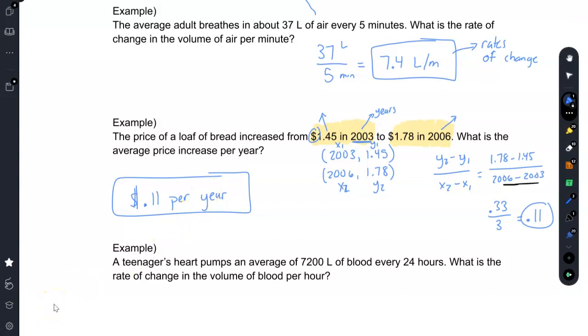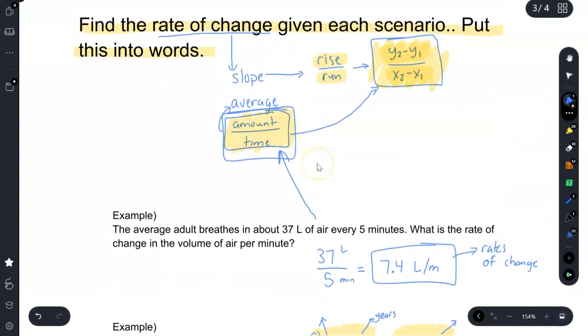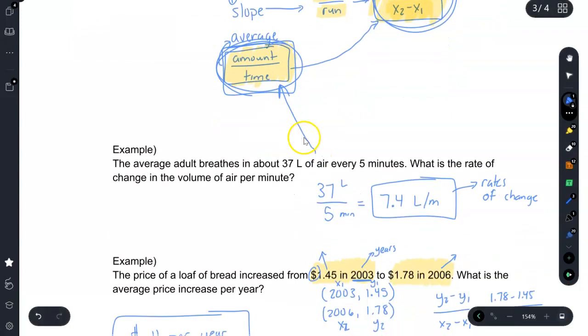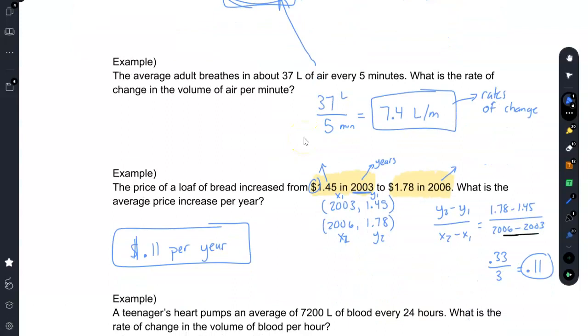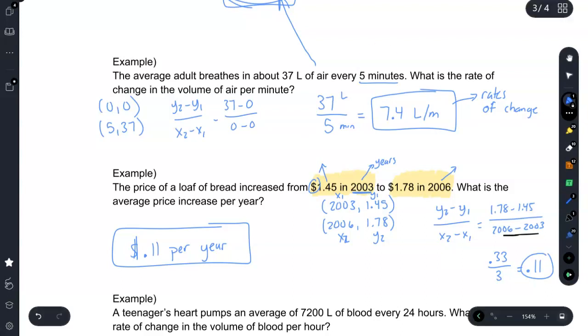That process probably seemed a little bit tougher than my first example. Recall that I had two different equations that I said we could use. This one is the one we just applied, and with example 1 I just did amount over time. But if we think about it as two different points, my initial amount at 0 minutes, my person had breathed in 0 liters of air. So that would just be 0, 0. My second point would be at 5 minutes, the person has breathed in 37 liters of air. So if I thought of it this way, my y2 minus y1 over x2 minus x1 would simply be 37 minus 0 over 5 minus 0.